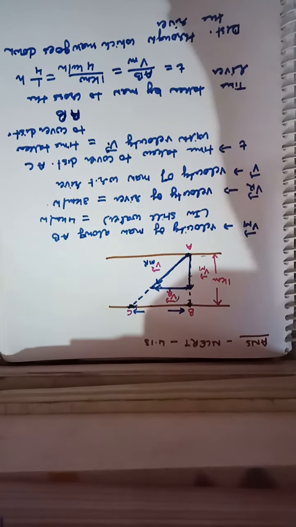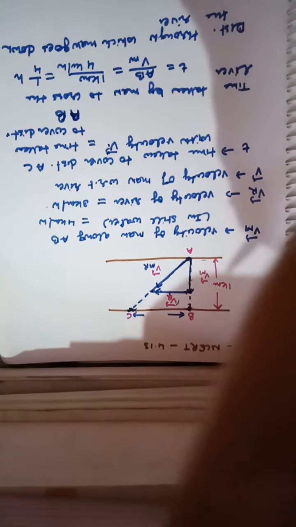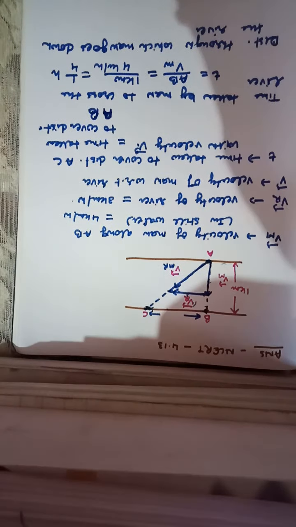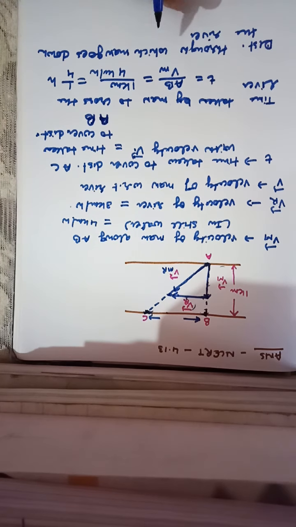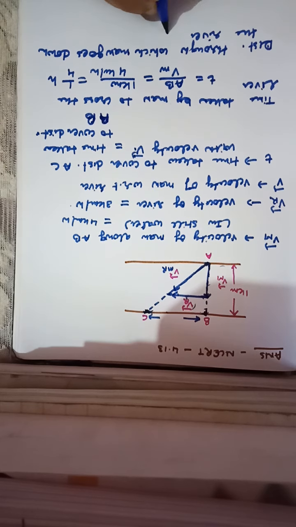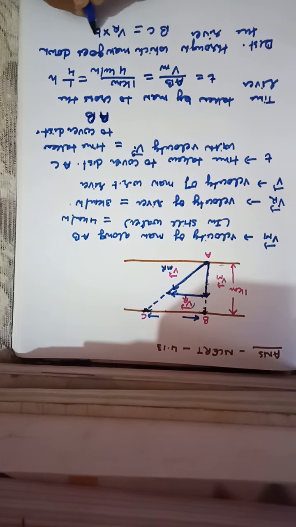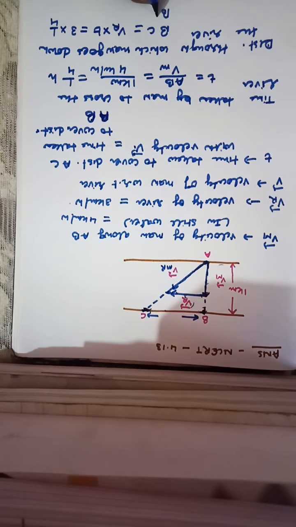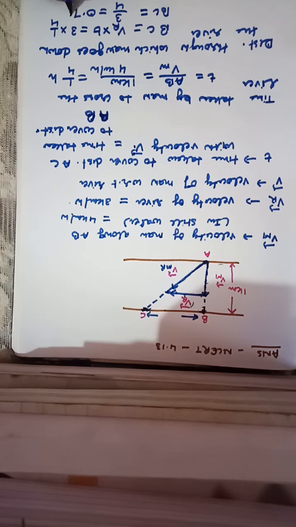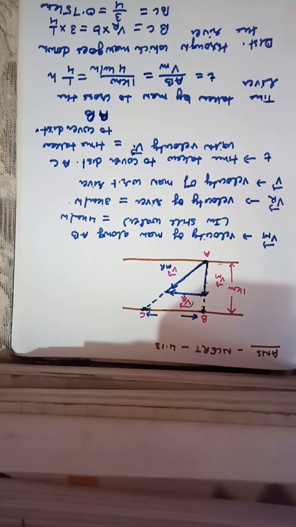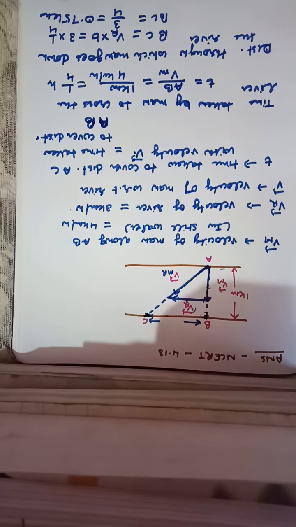So now in this condition, when you are going to find out this value, you will write it like this. BC is equal to VR multiplied by T, velocity into time, and this is what? VR is 3, and this is 1/4. So the BC distance comes out to be equal to 3/4, meaning 0.75 kilometer. So this is the answer of this question. Clear?